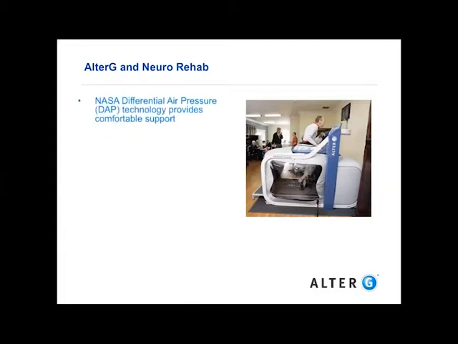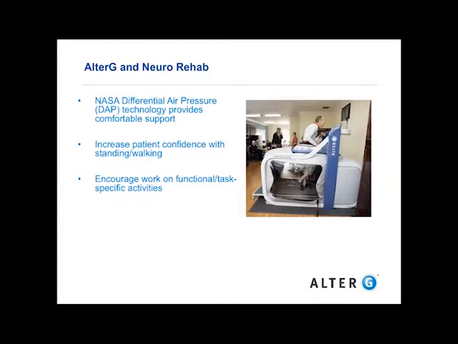So the differential air pressure technology provides more comfort for these patients in a body weight supported situation. So they're able to practice longer and again, get more repetition for greater motor learning. More confidence for them, so they're willing to go longer. They may be willing to work on walking faster, work on weight shifting onto the involved side that they may not do in an overground situation.